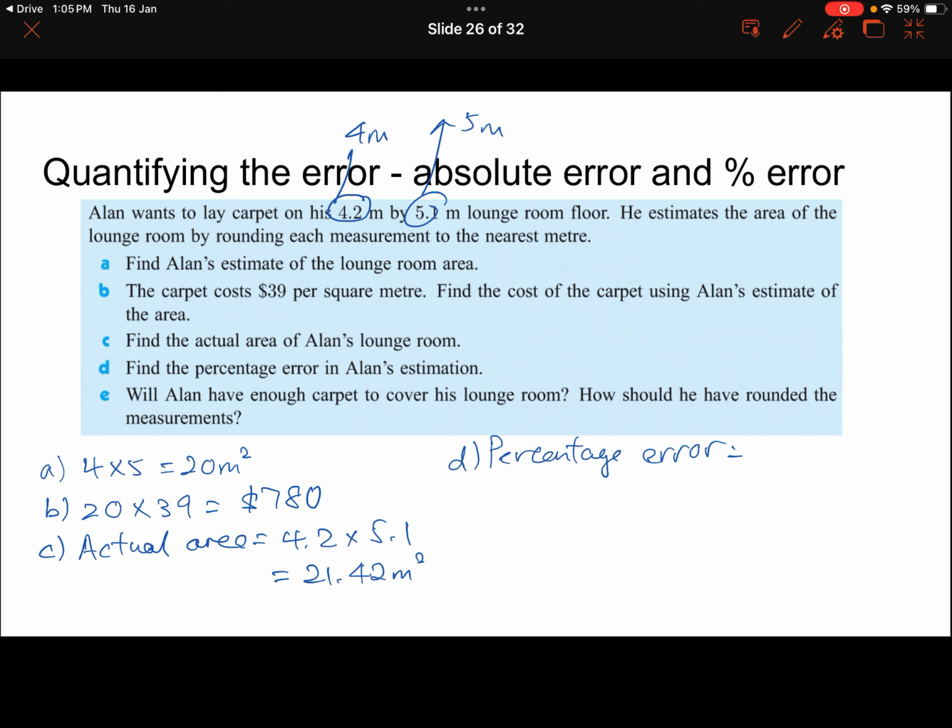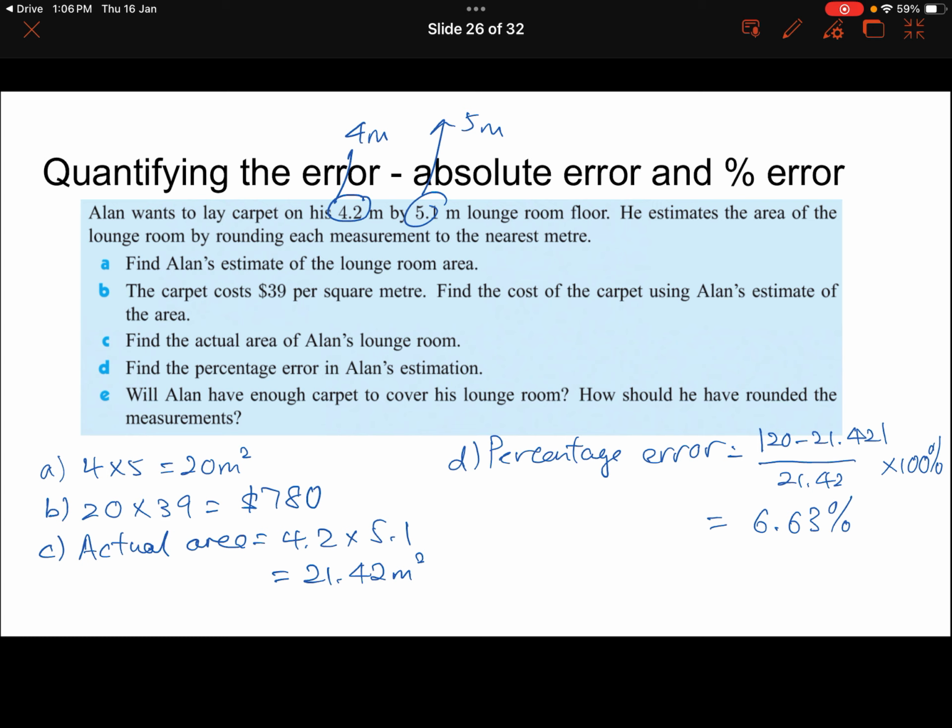The absolute error we found earlier was, I'm going to take 20 minus 21.42. This is basically the absolute error in terms of the area. You divide this by the actual area, which is 21.42, times 100%. Okay, so that's the percentage error. Put this on the calculator, you're going to get 6.63%. That's quite a significant amount of error in terms of the carpet here.